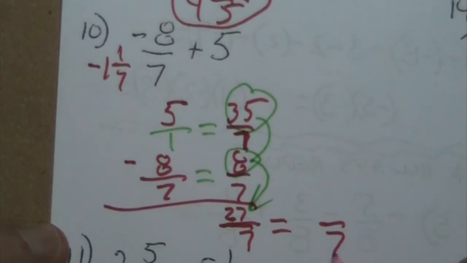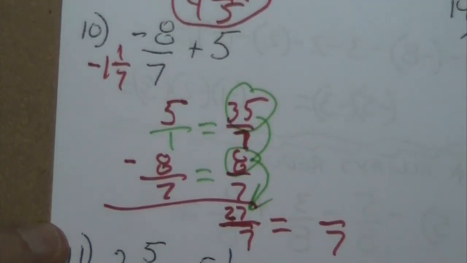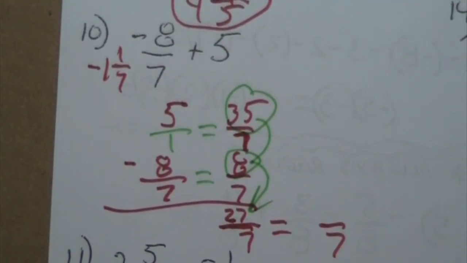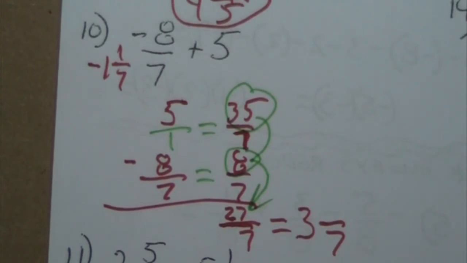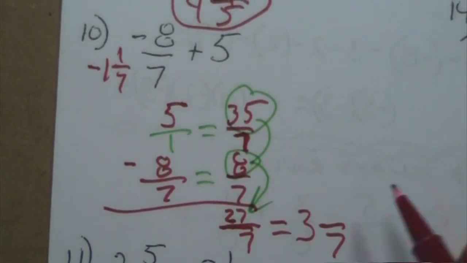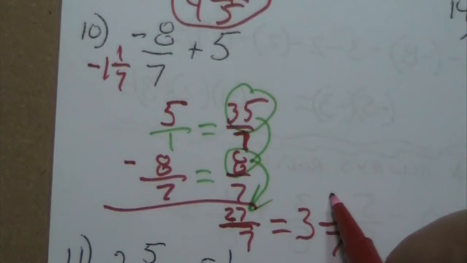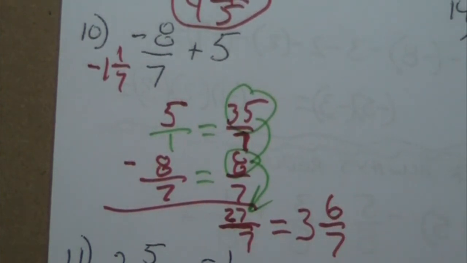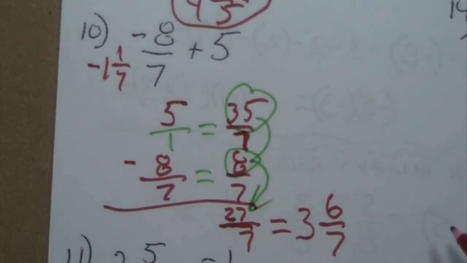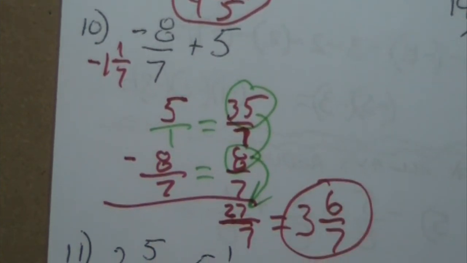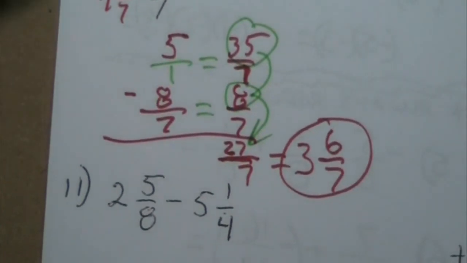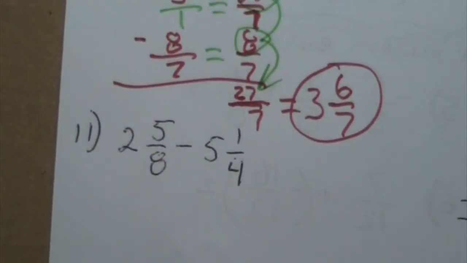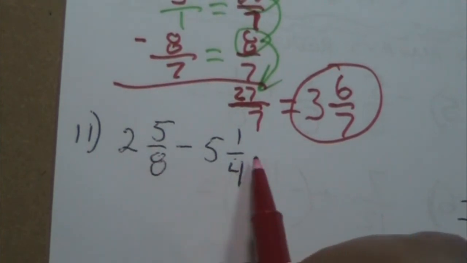Okay, let's reduce that. 7 goes into 27 how many times? Well, I know 7 times 3 is 21. And it would take 6 more to make 27. Okay, so that is how we do that. So the answer is 3 6/7. Next one. So I'm going to go ahead and stack these.